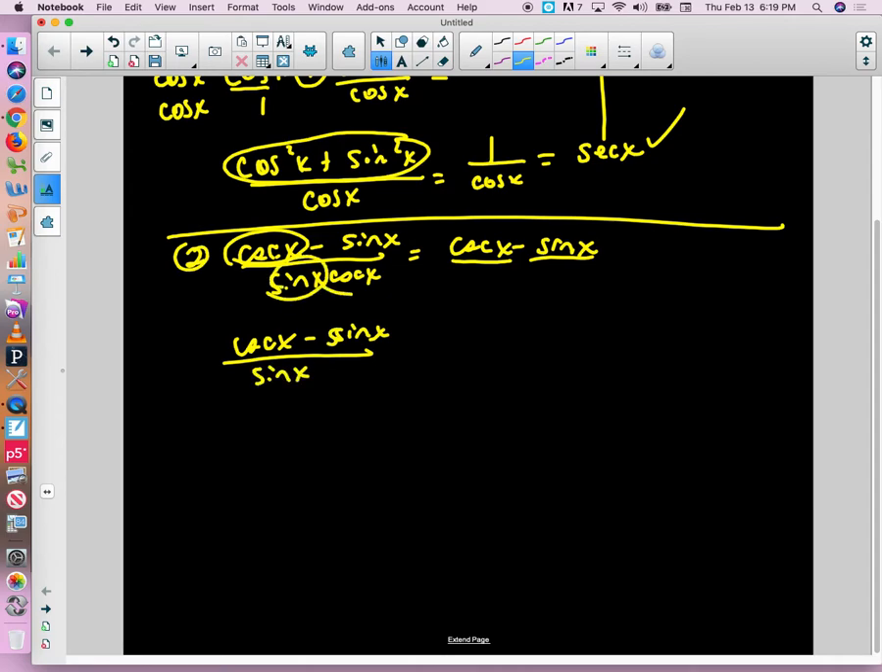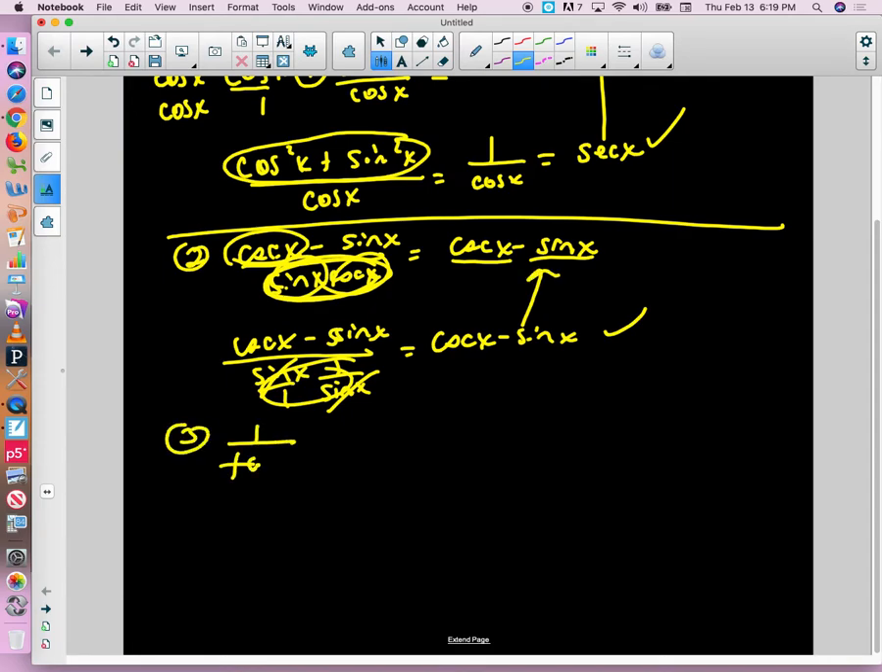This is sine. Cosecant I know is 1 over sine. Keep an eye out for these reciprocals because they'll cancel. And that just leaves me with cosecant x minus sine x over 1. And so I did it. Number 3.